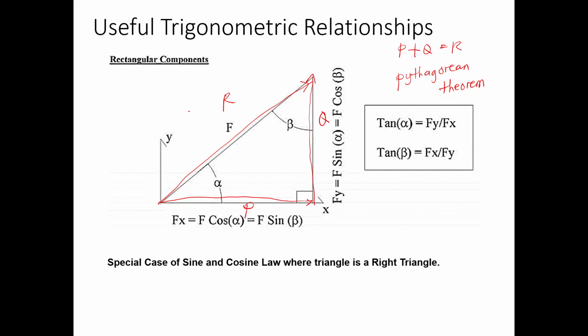Again, the sine law and the cosine law are for triangles that are not right triangles. It may be a scalene triangle, it may be an obtuse triangle. As long as it's not a right triangle, you have to use the sine law and cosine law. But if it's a right triangle, our lives are easier because we're going to use the Pythagorean theorem: c squared is equal to a squared plus b squared, with c being your hypotenuse.